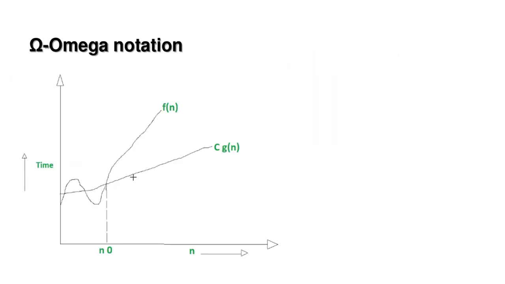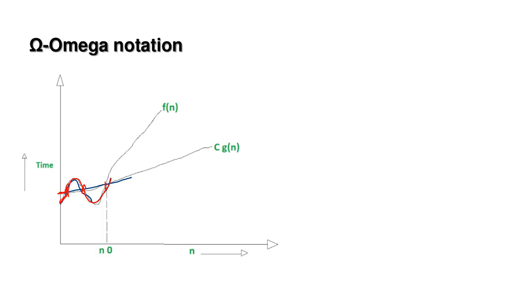Now with respect to the graphical notation, we have f of n which is moving something like this. We can see that c into g of n is this curve, and f of n I'll draw in a different color. f of n is intersecting c into g of n at 2 to 3 points. At the first point, c into g of n is greater than f of n, so c into g of n is growing faster and f of n is going slower.